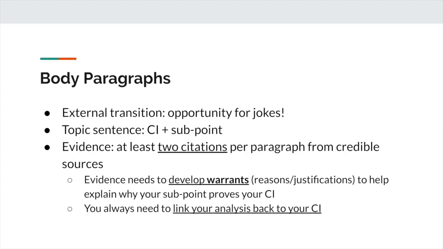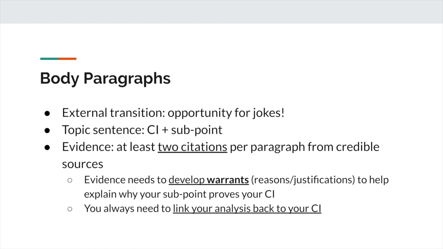Each paragraph, as I'm sure you've noticed, focuses on one of your subpoints. And I know this seems very intuitive and obvious, but you should keep your body paragraphs in the exact same order that you list your subpoints in the thesis statement. It'd be confusing if you changed the order of your body paragraphs from the order that you listed the subpoints in the thesis. So, at the beginning of your body paragraph, you need to do 2 things.